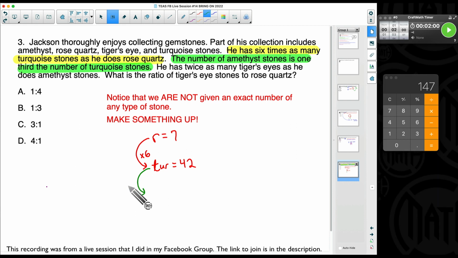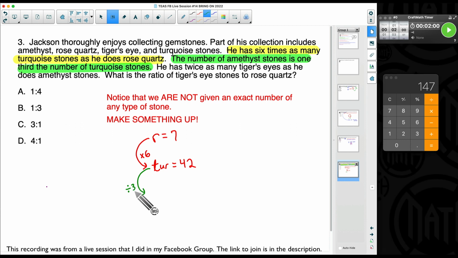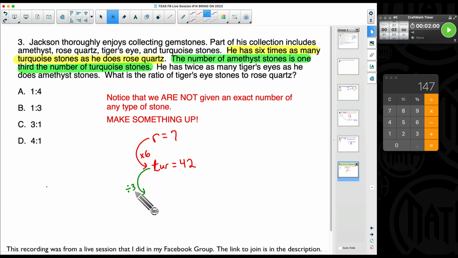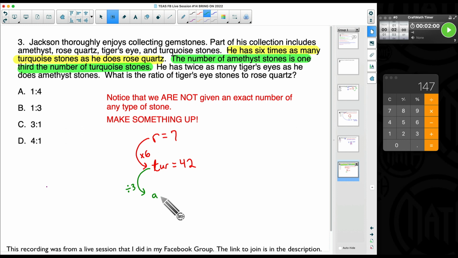Whoops, and I wrote a little 3 right there. So taking a third of something means we want to divide it by 3. So therefore, 42 divided by 3, that is going to give us 14. So therefore, his amethyst stones, he's going to have 14 of those.